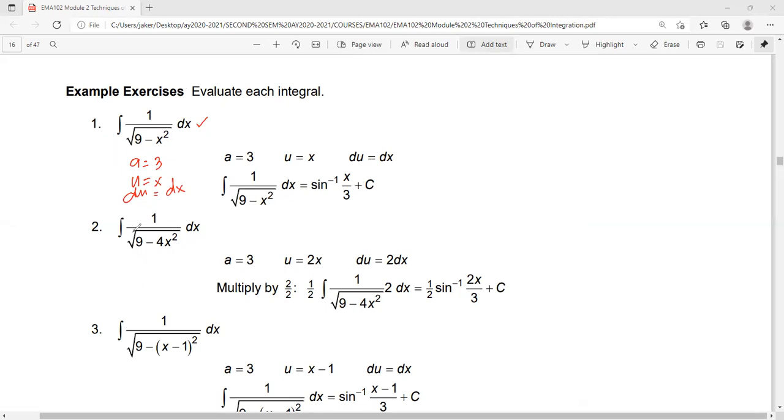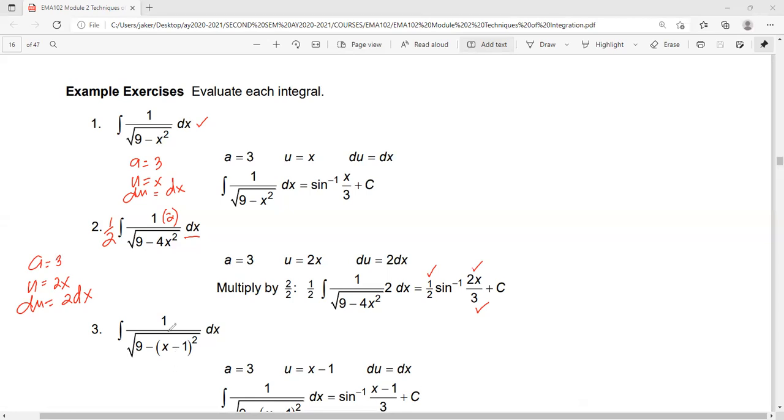Now in here, we just modify a little what you have on top. You still have a here equal to 3 because square root of 9 is 3. But in here, your u is 2x. For 4x squared, you take the square root, it's 2x. So the du of that is 2dx. Since you only have dx, you need to place here 2 to complete it, and you place 1/2 before the integral. So you can see that you already have 1/2 here. The arc sine of the u, which is 2x, divided by a, which is 3. So very, very easy. As long as you understand the form and the use of the formula.